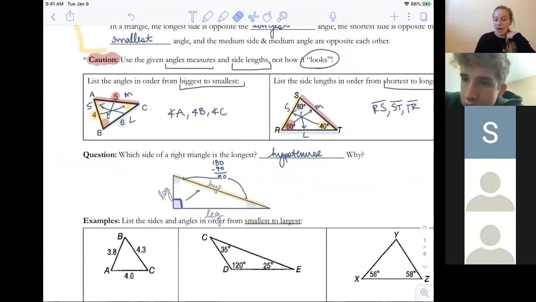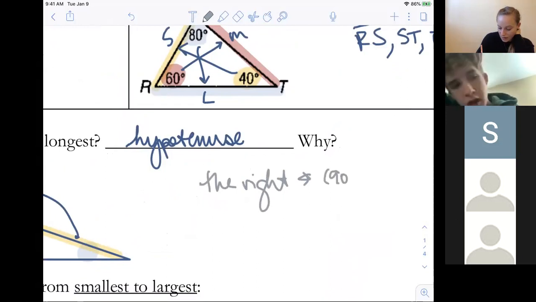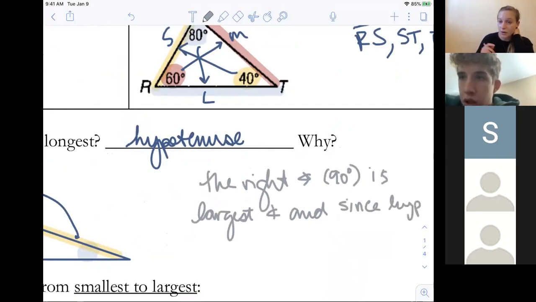So the longest side is the hypotenuse, and I'm just going to write in words kind of what Maggie was saying. The reason is, if I could zoom in, that'd be cool. Okay. The reason is the right angle, which is the 90-degree angle, is the largest. And since the hypotenuse is across from the 90-degree angle, it's across from the largest angle. That makes it the longest side.